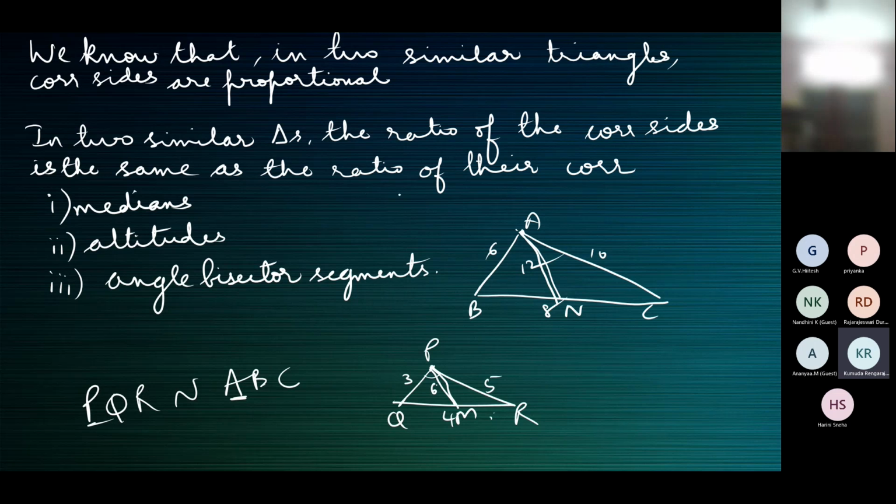Now, if you take the altitude from C, and supposing that altitude is, say, 15 centimeters. The corresponding altitude in the other triangle will be the altitude from R, because C corresponds to R. If you take the altitude from C here, you must take the altitude from R here. So the altitude from R will fall on the opposite side like this. The length of this altitude is 15 centimeters. So what will be the length of this altitude?